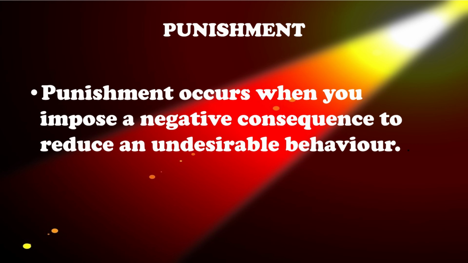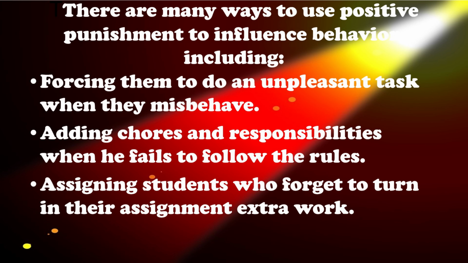Punishment. Punishment occurs when you impose a negative consequence to reduce an undesirable behavior. Let's check an example. There are many ways to use positive punishment to influence behavior, including forcing them to do an unpleasant task when they misbehave, adding chores and responsibilities when he fails to follow the rules, and assigning students who forget to turn in their assignment extra work.